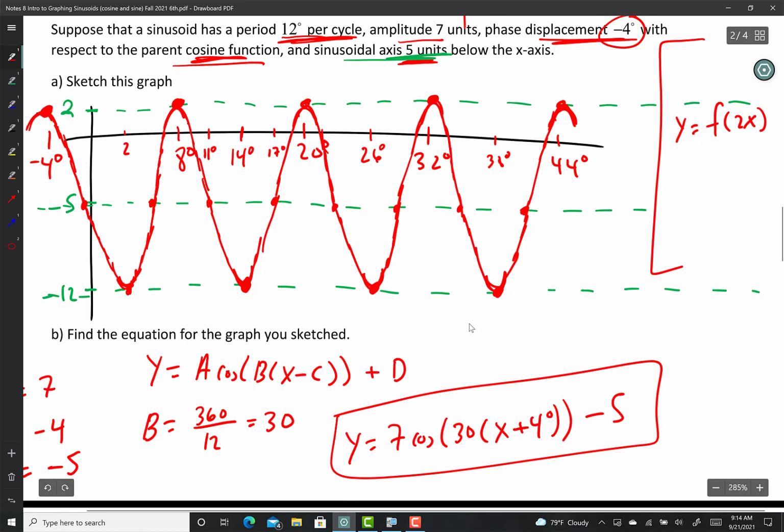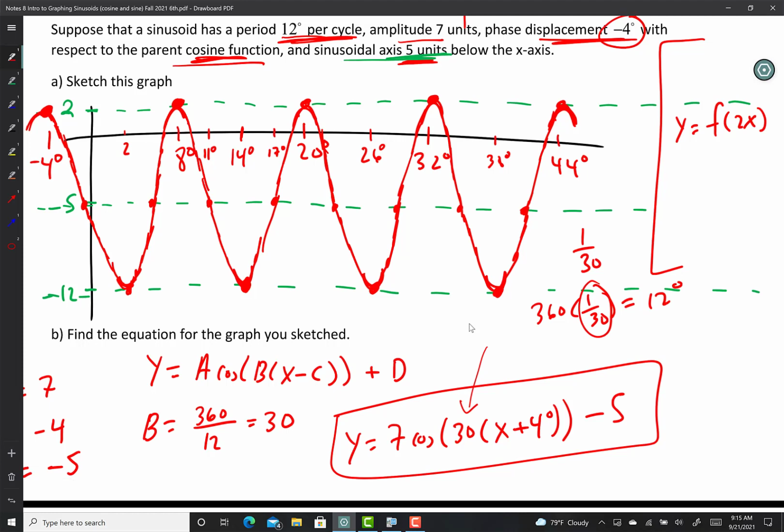So because it's the opposite of the vertical, that 30 comes from your compression being 1 over 30. Check it out. 360 times 1 over 30 does give you 12 degrees. And look, 1 over 30, take the reciprocal, 30. So if you know the principles, we'll talk about transformations on Thursday. All right, let's see real quick.